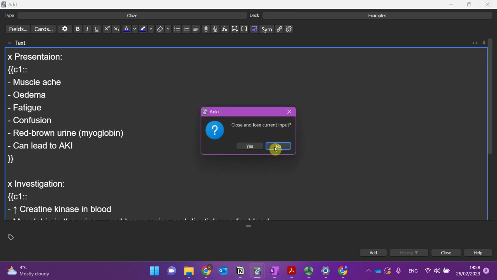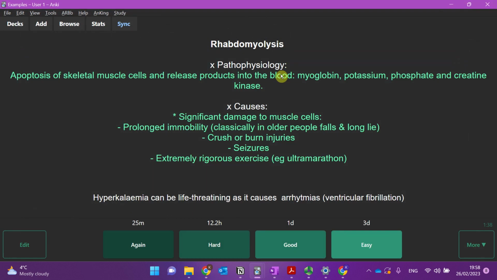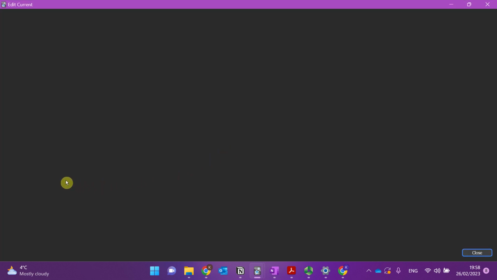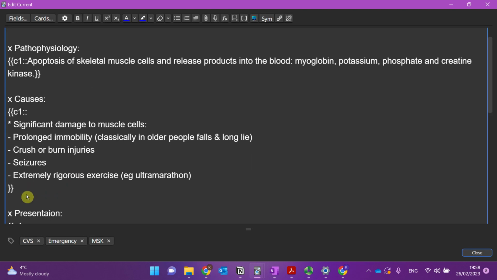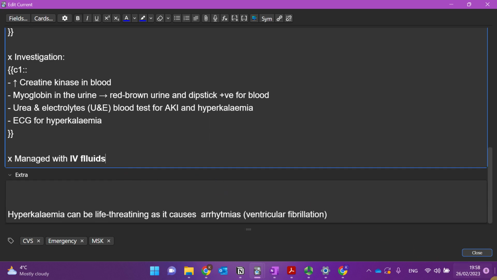So I'm just fixing that card to the way it was.